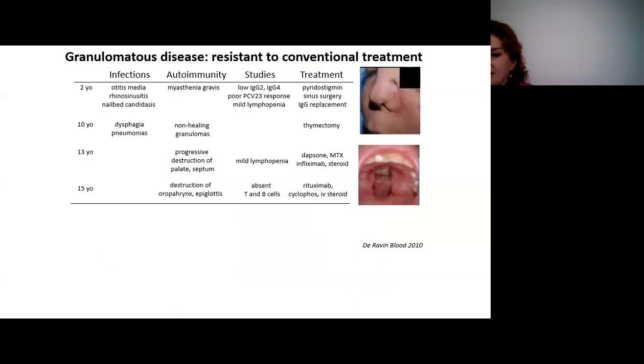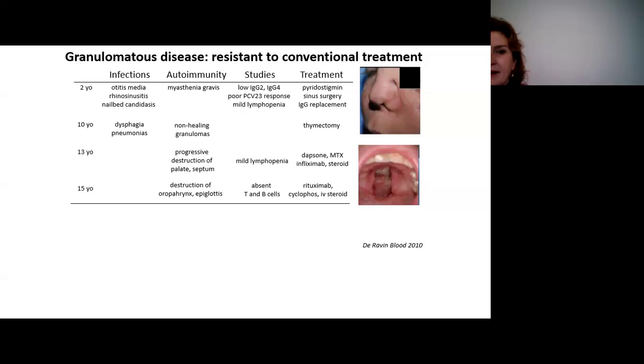This one was published in 2010 by the NIH team. This is a 2-year-old male who had ear infections like everybody else, but also developed some nail bed fungal infections. The patient had myasthenia gravis, and the neurologist decided to start pyridostigmine. They also found low IgG, low IgG2 and IgG4, and poor pneumococcal response. He was on replacement therapy. So they found immunodeficiency and autoimmunity pretty early in his life, but they couldn't go much further.